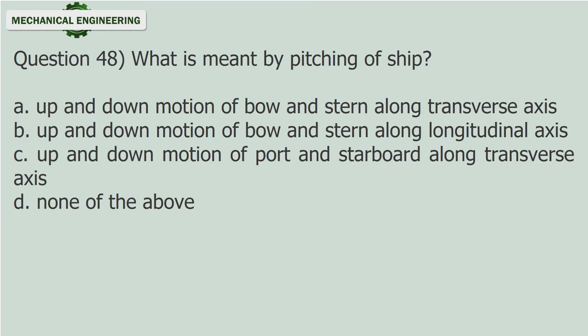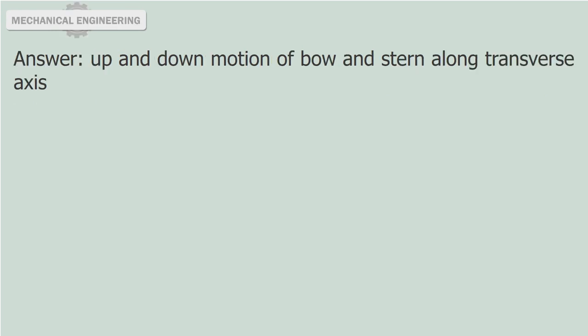Question 48. What is meant by pitching of ship? A. Up and down motion of bow and stern along transverse axis. B. Up and down motion of bow and stern along longitudinal axis. C. Up and down motion of port and starboard along transverse axis. D. None of the above. Answer: up and down motion of bow and stern along transverse axis.